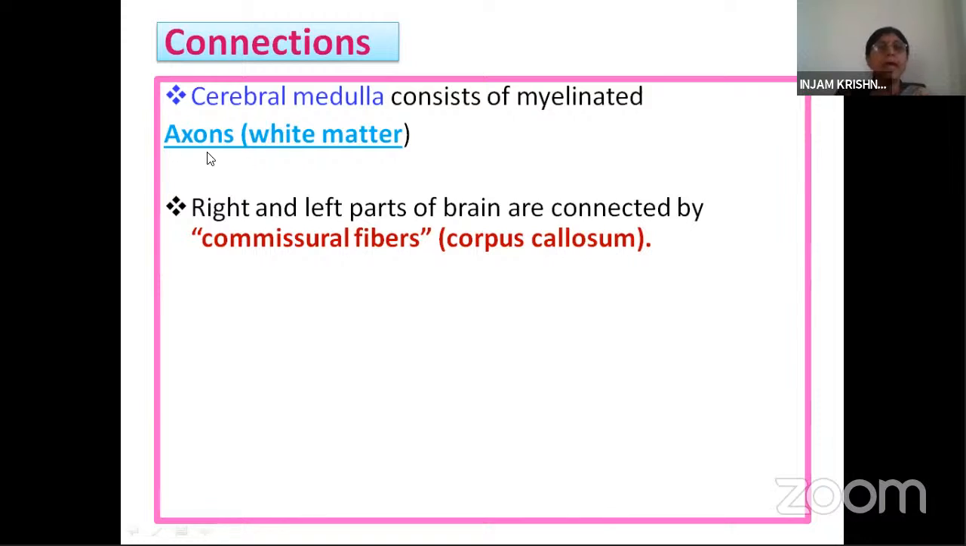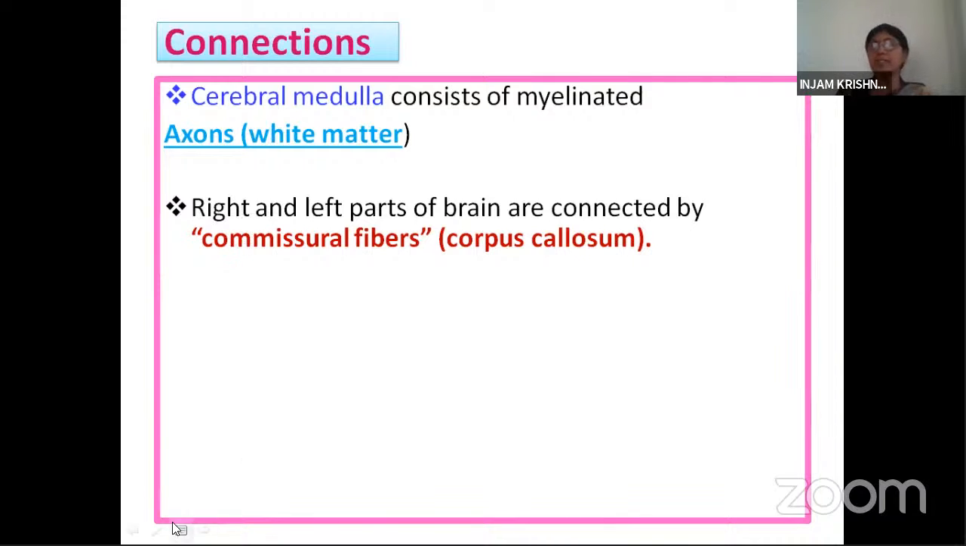Now, the cerebral medulla consists of myelinated axons, white matter. Axons are surrounded by the myelin sheath. That's why the bundles of axons are white in color, and that's why we call it white matter.